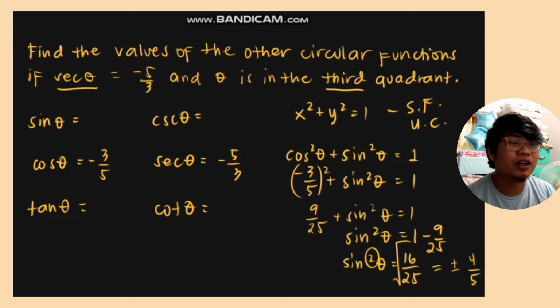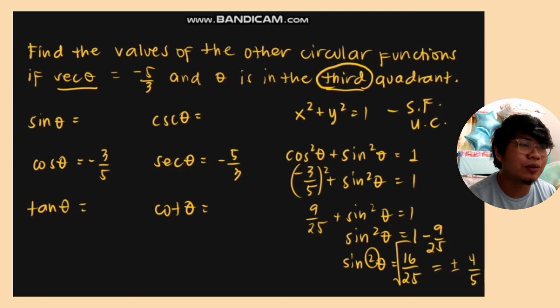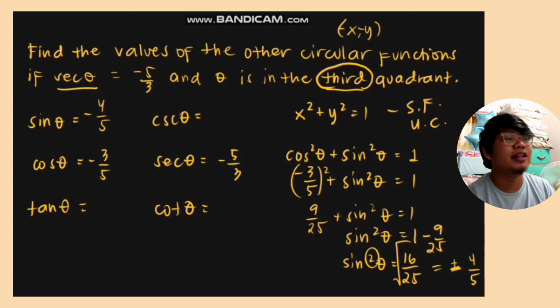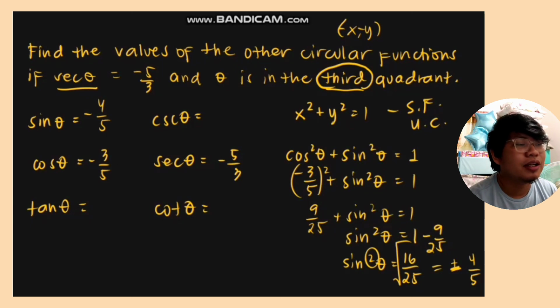Paano natin malalaman kung anong ginagamit? Dito sa given. Kaya nga tayo sinabihan ng third quadrant daw because we know that the x and y value in the third quadrant is both negative. Negative si x, negative din si y sa third quadrant. Okay? So ngayon, we know that negative dapat yung gagamitin natin for the value of sine. So this is negative 4 over 5. Ayan. Now for cosecant theta, reciprocal lang siya ng sine, so that is negative 5 over 4.